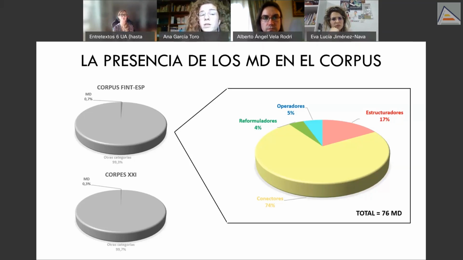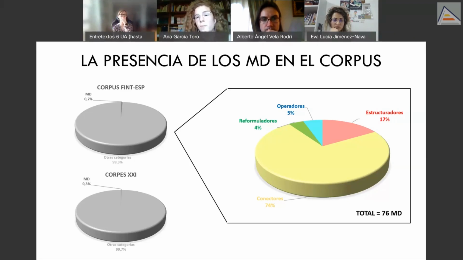En cuanto a la presencia de los marcadores discursivos en el corpus con respecto al resto de palabras, es verdad que solo ocupan un 0,7%, pero también es importante decir que si ocupan tan poco y se encargan de estructurar la argumentación y de organizar la información, es que son verdaderamente engranajes de esta argumentación. Aun así, en nuestro corpus tenemos un 0,7%, que es más del doble de lo que encontramos estos marcadores en el Corpus 21, lo que indica también que nuestro texto es un texto argumentativo frente a un corpus que tiene muchos otros tipos de texto.